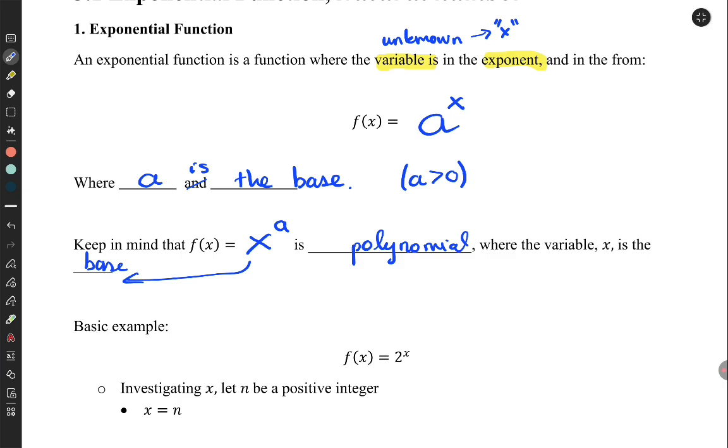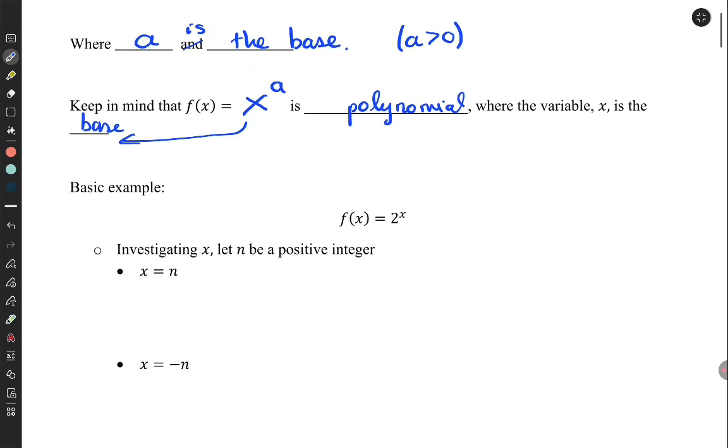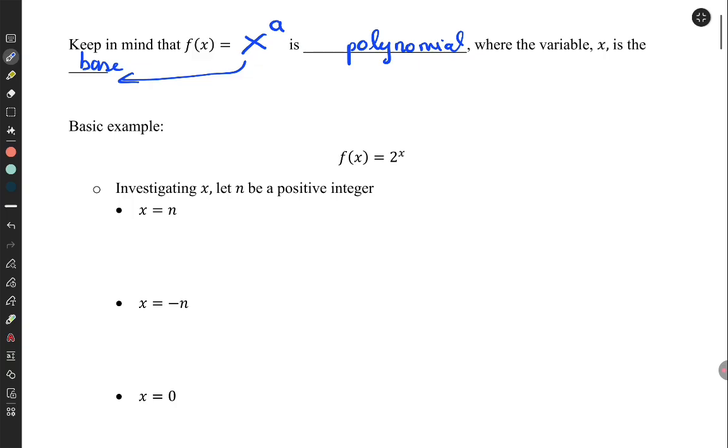Let's bring up a very standard example: 2 to the power x. Base 2. Let's investigate x, because we know the base is 2, nothing to talk about, just a constant positive number. But x can change because it's an unknown variable. So what happens when x is a positive integer? Let n be a positive integer. So technically you have 2 to the power n, x equals n, but n is a positive integer.